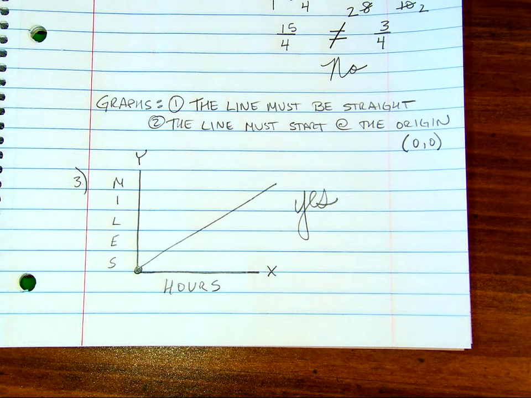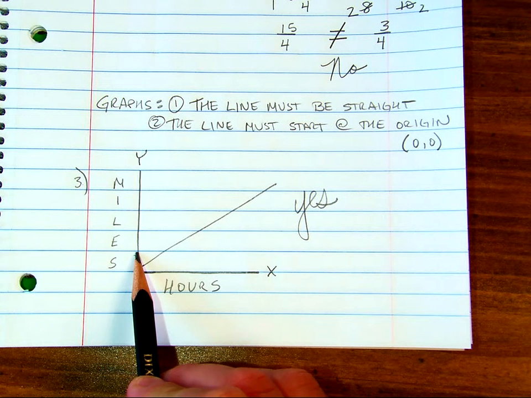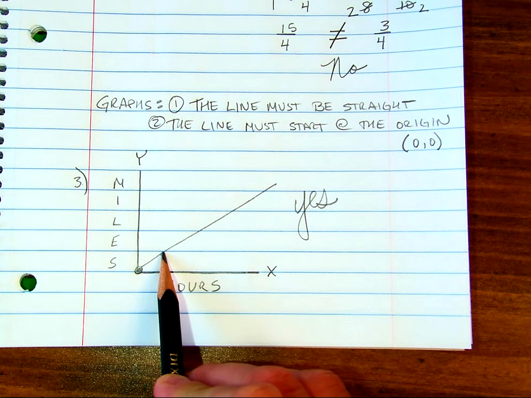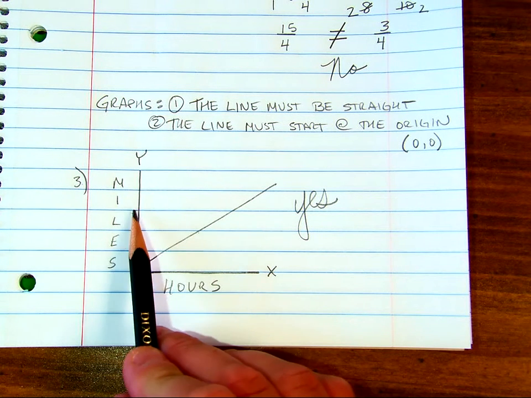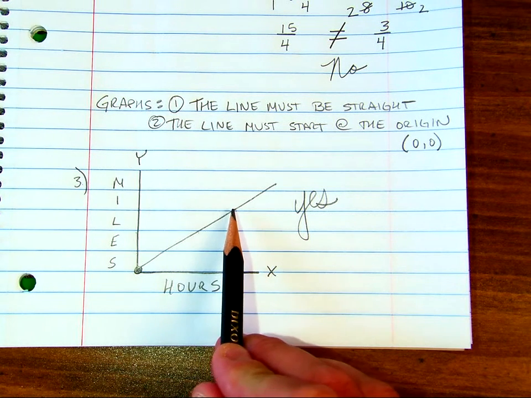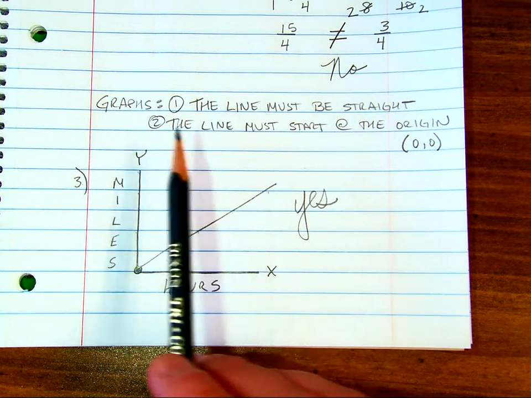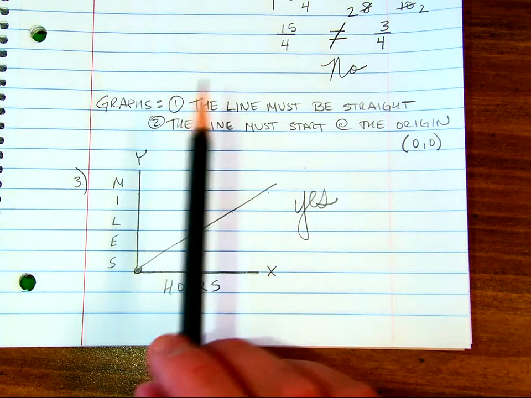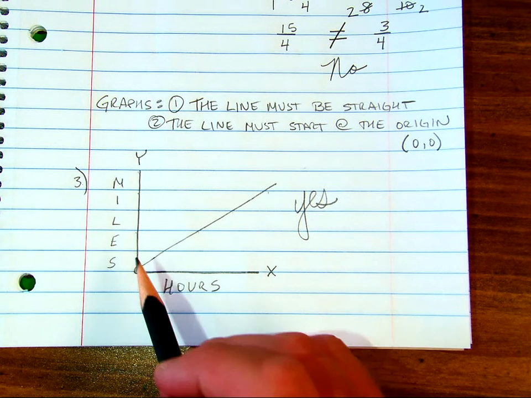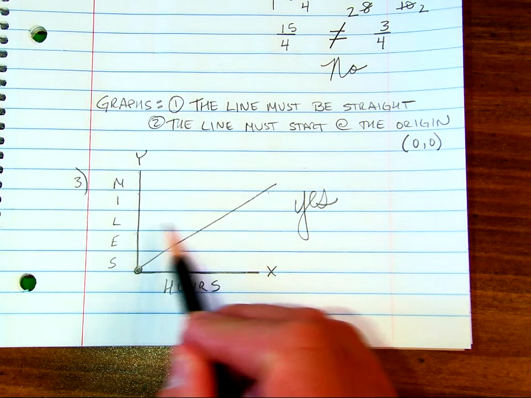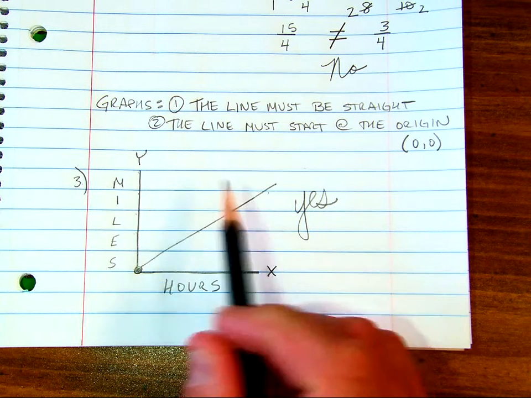So for every 50 miles, it takes you 1 hour. For every 100 miles, it's 2 hours. 150 miles, 3 hours. 200 miles, 4 hours. I think I screwed that up. 50 and 1, 100 and 2, 150 and 3, 200 and 4.